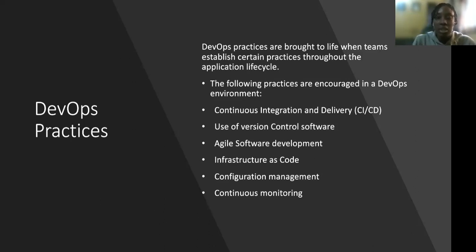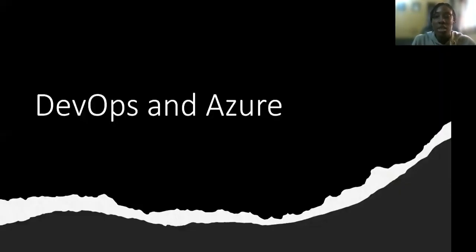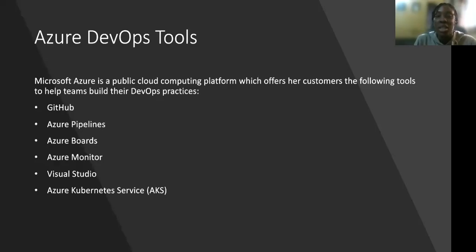So the next phase to look at is DevOps. Is it DevOps? What's the mistake? So it's the Azure DevOps tools. So what are the Azure DevOps tools that we'll be looking at? We have a host of them. So we'll start with GitHub.